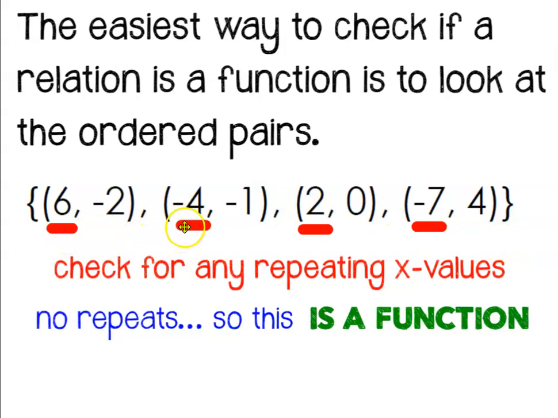Notice I've underlined them with these big heavy red marks. Now, you're not allowed to look at the y values. It really doesn't matter what those numbers are. Those numbers could be the same number every time for all we care, because in a function, the only item that matters is the x value. Check for any repeating x values. If there are no repeats, it passes the test, and it is a function.